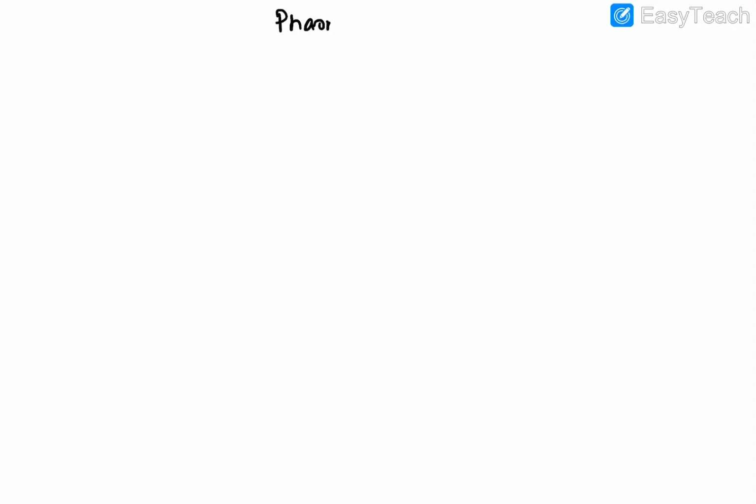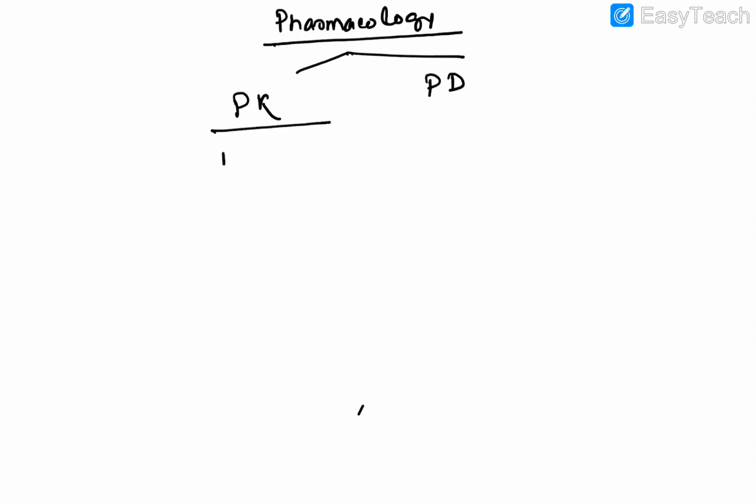Basic pharmacology can be understood under two headings: pharmacokinetics and pharmacodynamics. Pharmacokinetics is what the body does to the drug, and pharmacodynamics is what the drug does to the body. If you have confusion remembering this, remember that pharmacodynamics has a D, so it is the effect of the drug on the body, if it helps.